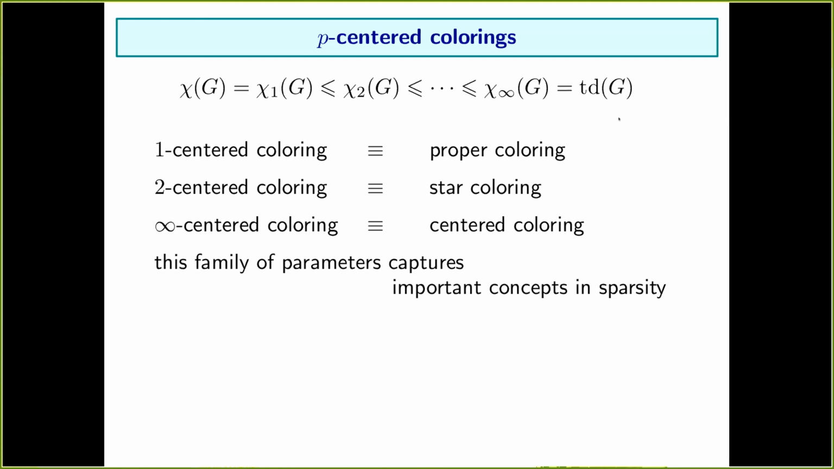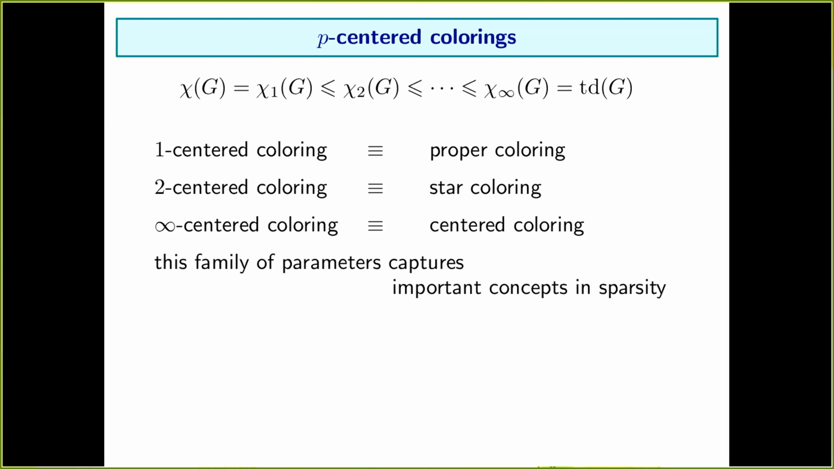So we have a family of parameters, and this family is actually known. One of the reasons it's interesting is that it captures important concepts in sparsity. Sparsity is a relatively new research line in structural graph theory, introduced mainly by Jarek Nešetřil and Patrice Ossona de Mendez. There we have concepts of bounded expansion and low density for classes of graphs, and we can capture these concepts using this family of parameters.